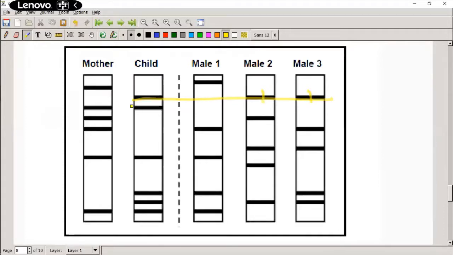That one matches mommy, so I'm not going to worry about that one. That one matches mommy, I'm not going to worry about that one. This one doesn't match mommy, so it matches male 2 and matches male 3. Okay, so there's two matches for male 3 now, one match for male 1, one match for male 2. Then we go to the next one, doesn't match mommy, it needs to match male 2 and male 3. So most likely, if we take a look at the number of matches, male 3 is going to be the daddy.